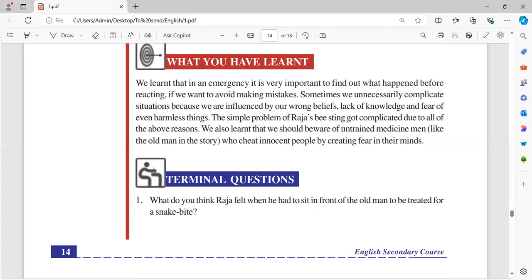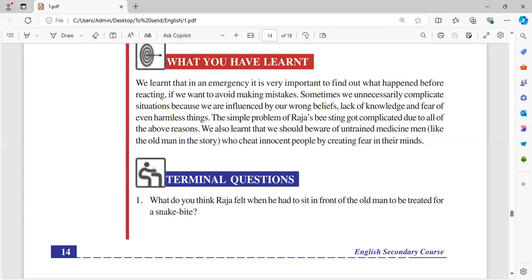sometimes we unnecessarily complicate situations because we are influenced by our wrong beliefs. This is from the story. You need to relate it with the story. Sometimes we unnecessarily complicate situations because we are influenced by our wrong beliefs, lack of knowledge, and fear of even harmless things. The simple problem of Raja's snake bite got complicated due to all of the above reasons.